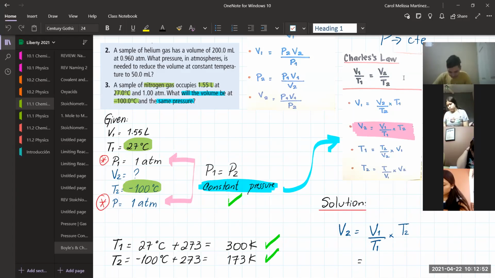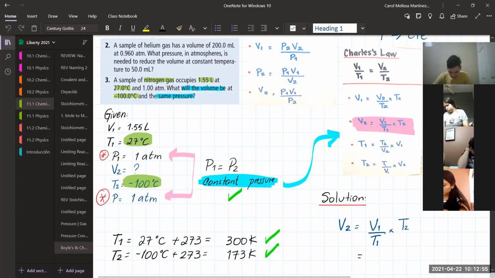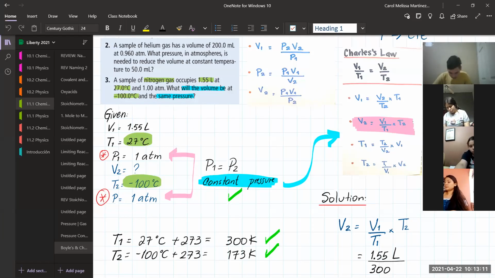Now we just plug in the givens that we have. Volume 1, which is 1.55 liters, divided by temperature 1, which is 300 Kelvin. I repeat, temperature must be in Kelvin, and I have to multiply times temperature 2, which is 173 Kelvin. With this, you're allowed to eliminate the Kelvins with the Kelvins. So your volume 2 is equal to how much?